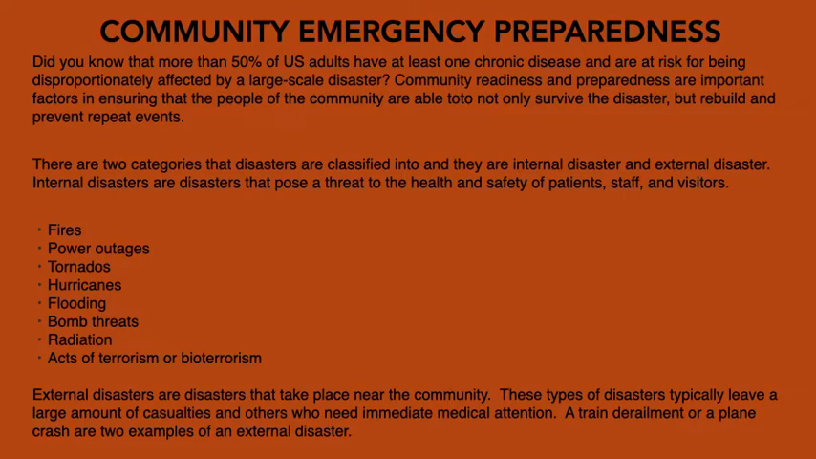These disasters can affect people on many different levels. Internal disasters are disasters that pose a threat to the health and safety of patients, staff, and visitors. Some examples could be a fire, a power outage, tornadoes, hurricanes, flooding, bomb threats, radiation, or acts of terrorism. External disasters are disasters that take place near the community. These types of disasters typically leave a large amount of casualty and others who need immediate medical attention. A train derailment or a plane crash are two examples of an external disaster.